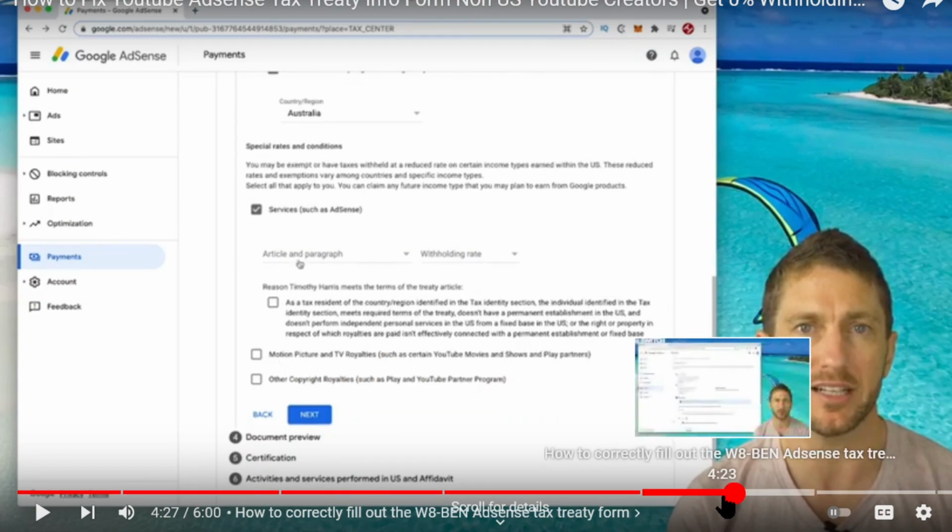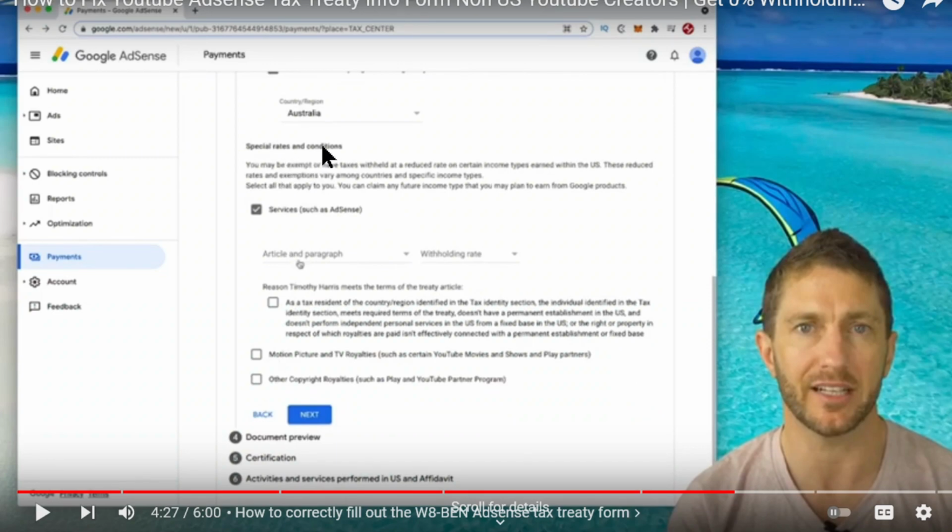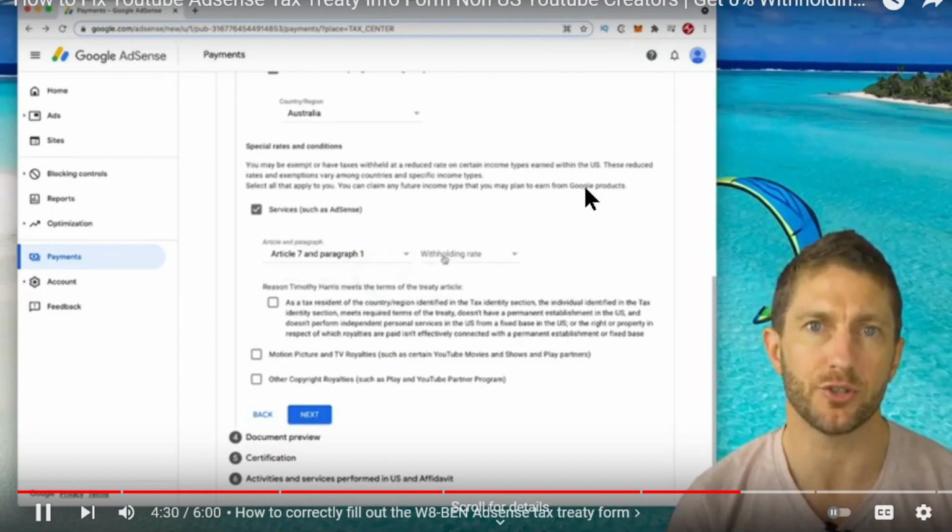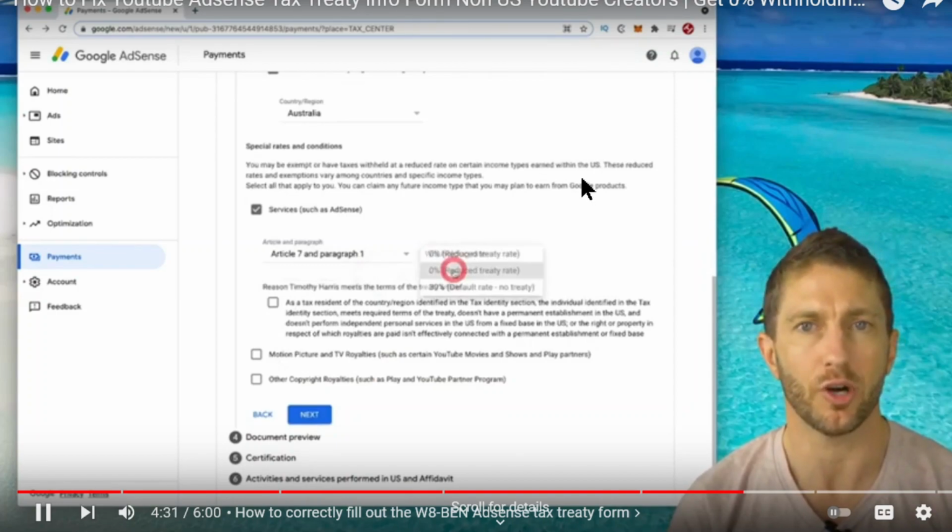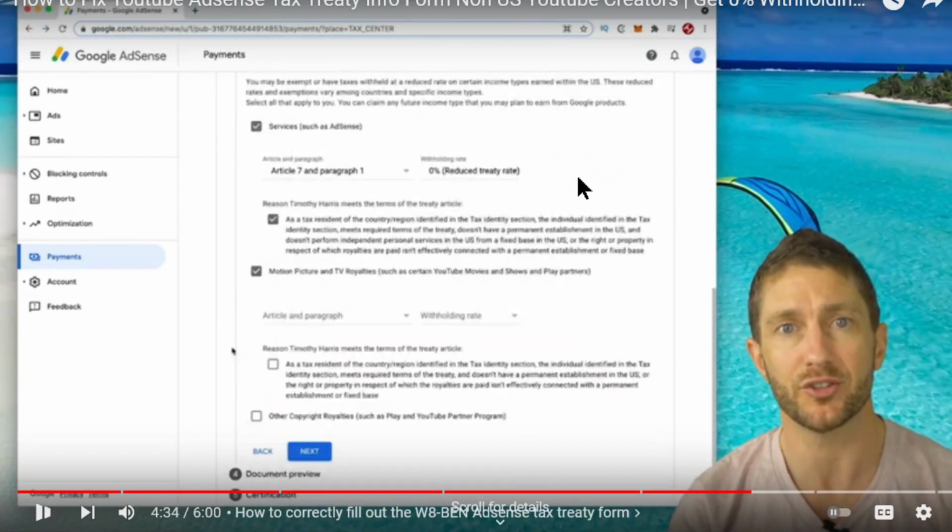So, special rate and conditional service. I think it's here. It's about to get to the place we service such as Adsense. Yes, I remember that. Case Australia. So make sure you choose the reduced treaty right here. Then this is important. Yeah, that's the main part.